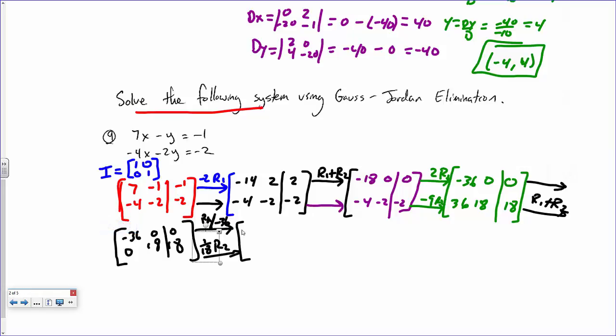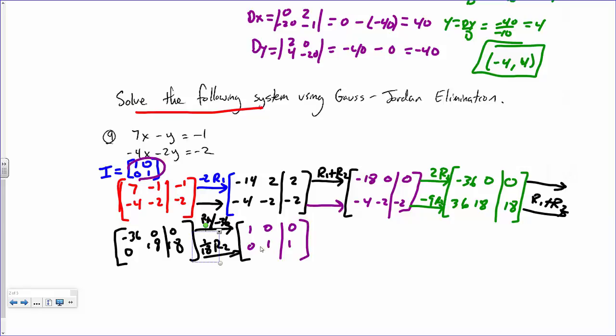All right, so what is negative 36 divided by itself? 1. What is 0 divided by negative 36? 0. What is 0 divided by negative 36? Also 0. What is 0 divided by 18? 0. What is 18 divided by 18? 1. And 18 divided by 18, 1. This is the matrix that I wanted.